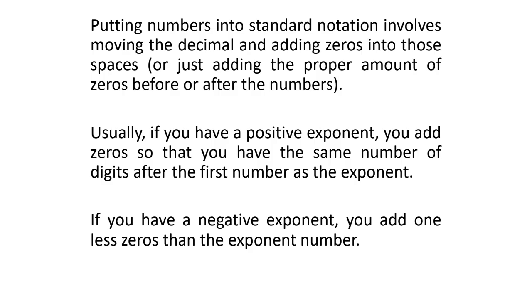Okay, now we're going to talk about putting numbers into standard notation. That involves moving the decimal and adding zeros to those spaces, or just adding the proper amount of zeros before or after the numbers. Usually if you have a positive exponent, you're going to add the zeros to the right. That way, you have the same number of digits after the first number as the exponent. They don't all have to be zeros. If you have a negative exponent, you're going to add one less zero than the exponent number.